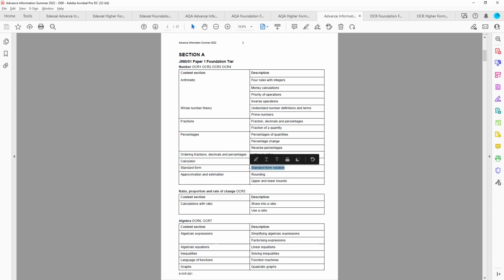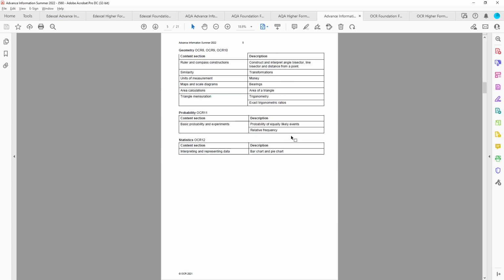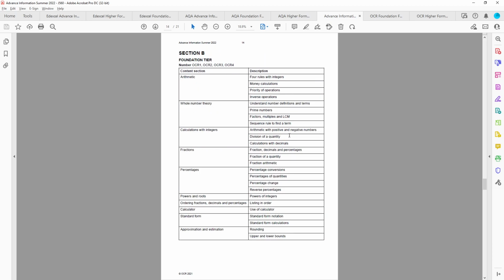You can see here what standard form notation is called. So that's probably converting it, I would imagine. But like converting an ordinary number. So what is 3,700 in standard form, for instance? And you can go through it, but the layout is very, very similar. And towards the end, it just has foundation tier, which is, again, the collated copy.